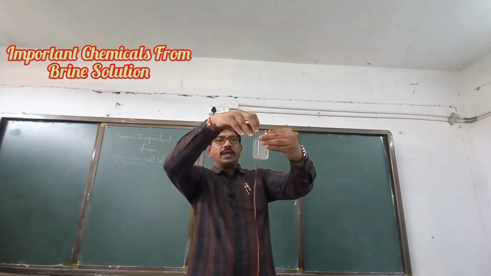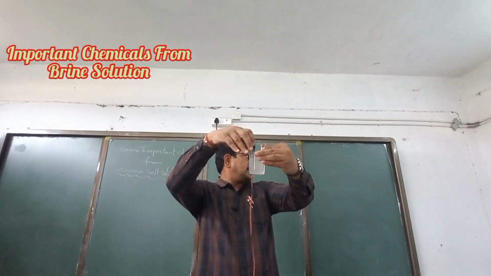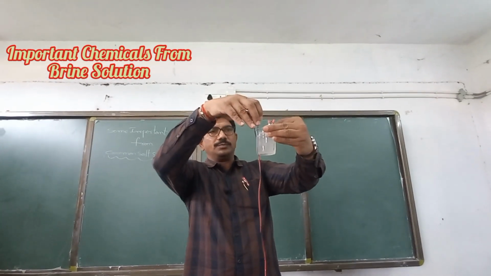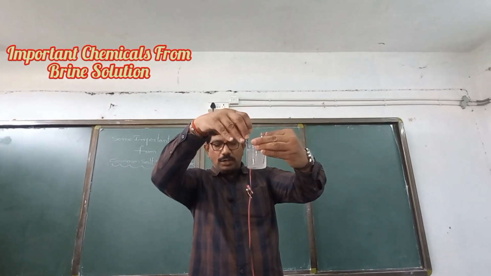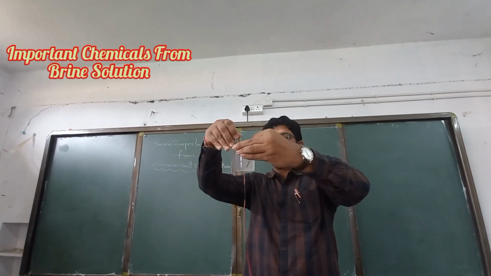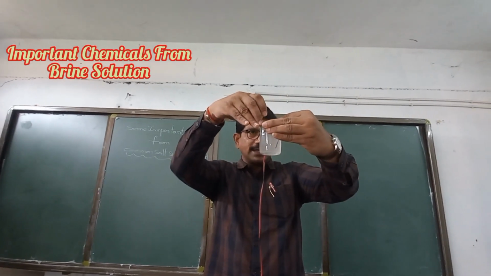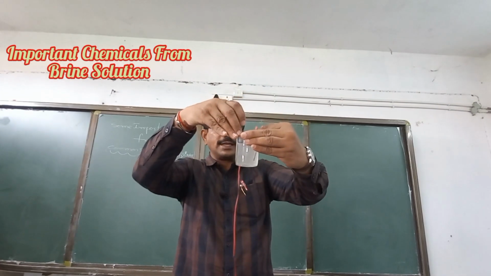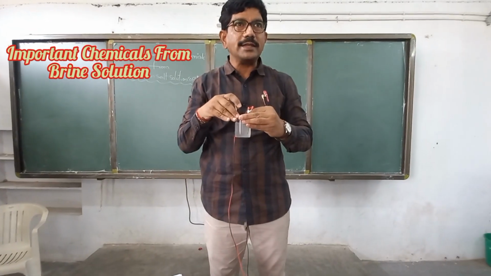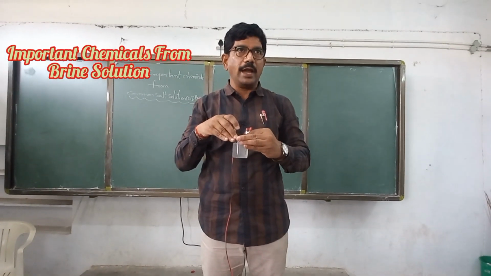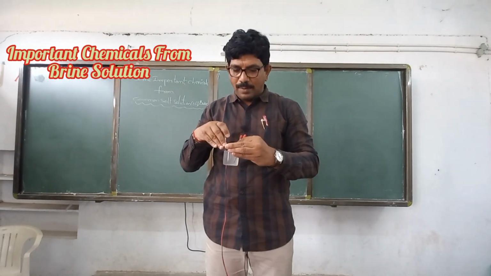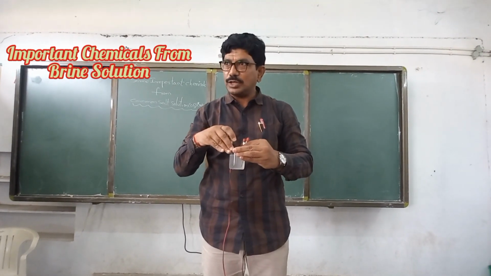Some gases are bubbling out. Observe this carefully. At the cathode and at the anode, do you find any gases? Bubbles are formed. Two gases are generated. What are the two gases? One gas is chlorine. Another gas is hydrogen. But at the same time, sodium hydroxide is also formed in this reaction. Let us wait for the reaction to take place.